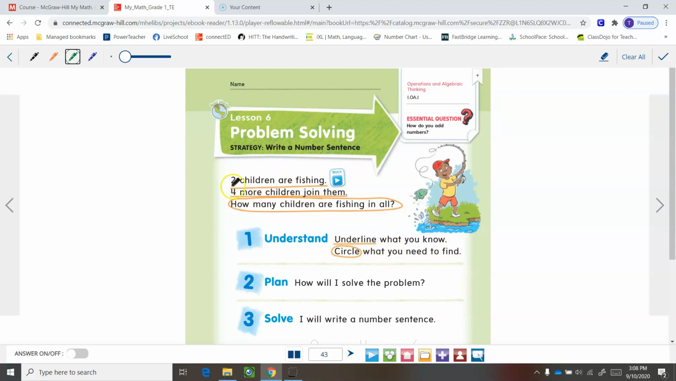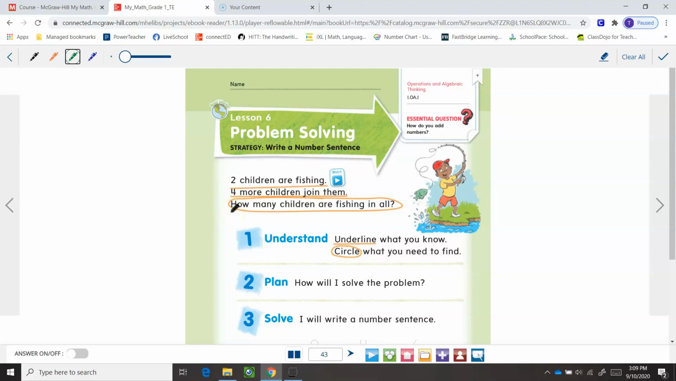So in their example up here, 2 children are fishing. We know that, so I can underline 2 children are fishing. The next one, 4 more children join them. I know exactly how many children join them. In the last part, I circle what I need to find out. How many children are fishing in all? I don't know that. That's what I have to find out.